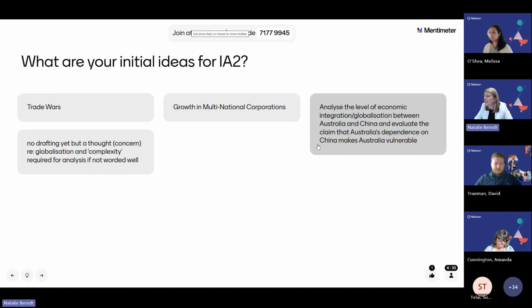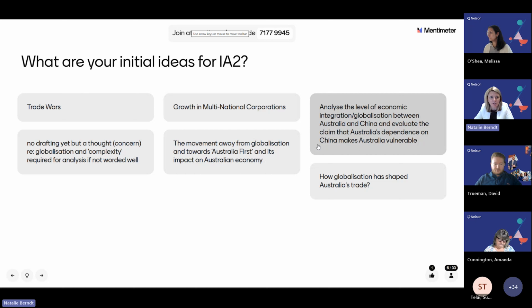Globalization between Australia and China. Evaluate the claim that Australia's dependence on China makes... Yeah, excellent. Globalization, yes, absolutely. Whoever said that about the concern about globalization, I agree. It's very qualitative, isn't it? The concept of globalization. And while there is some research with data, I do agree there might need to be some kind of addition to the globalization to make it juicy enough for that analysis part. Yes, absolutely. How globalized. Yeah.